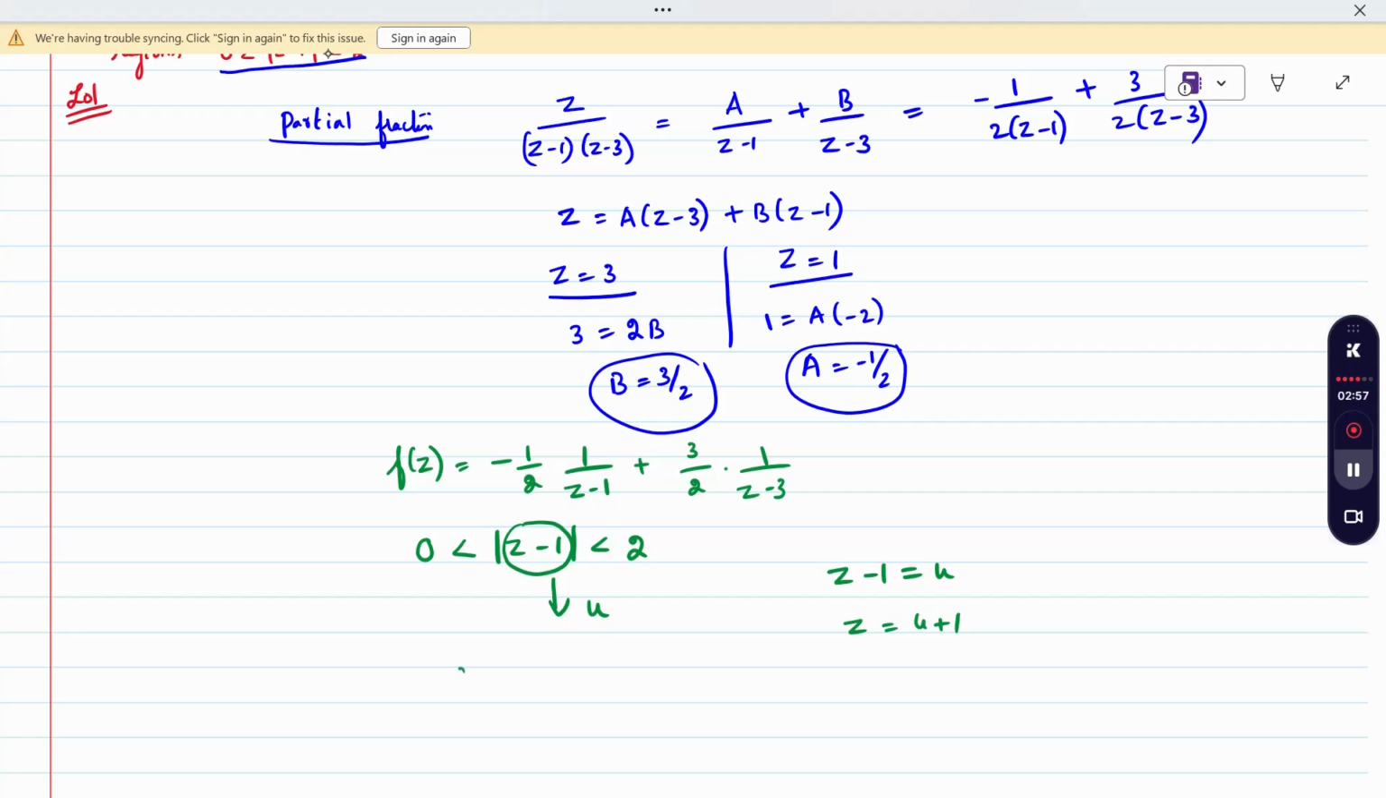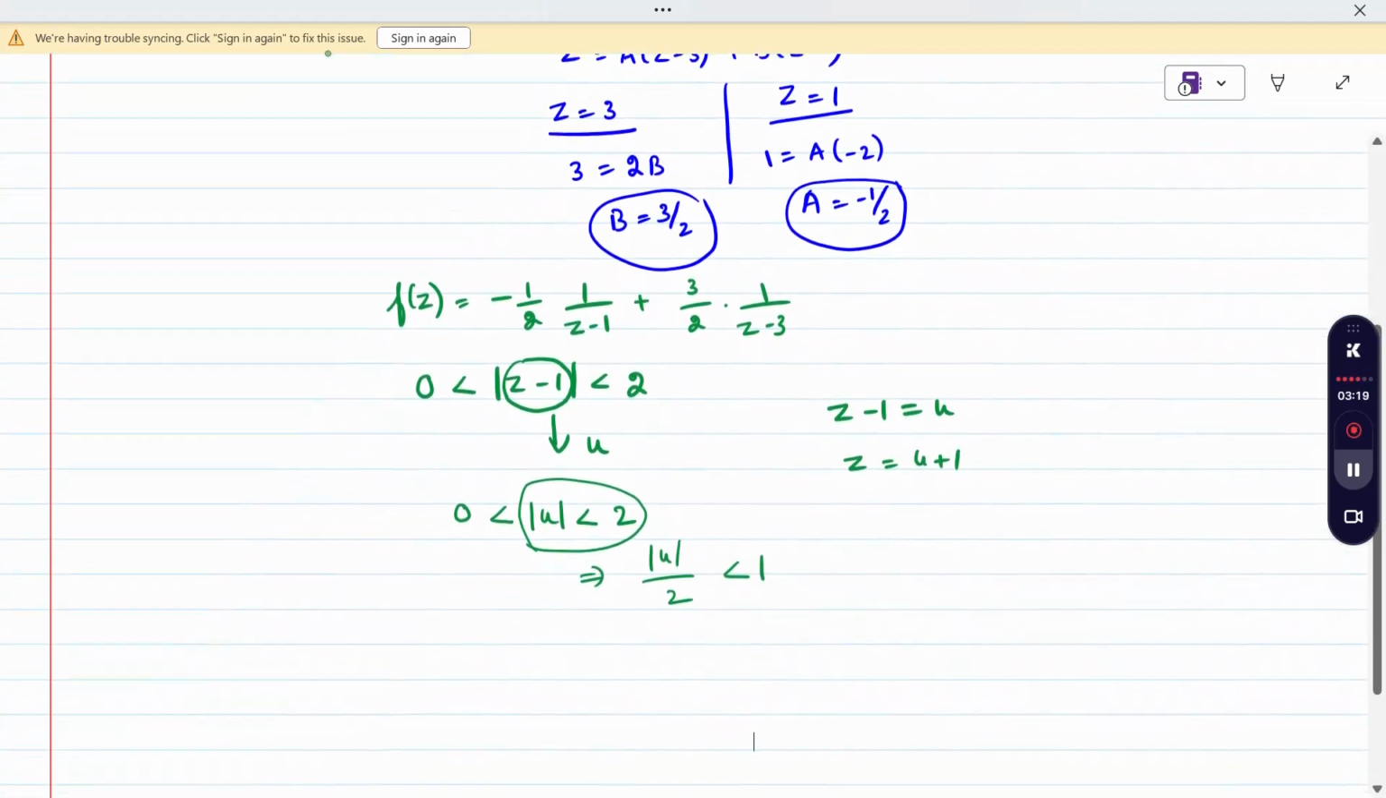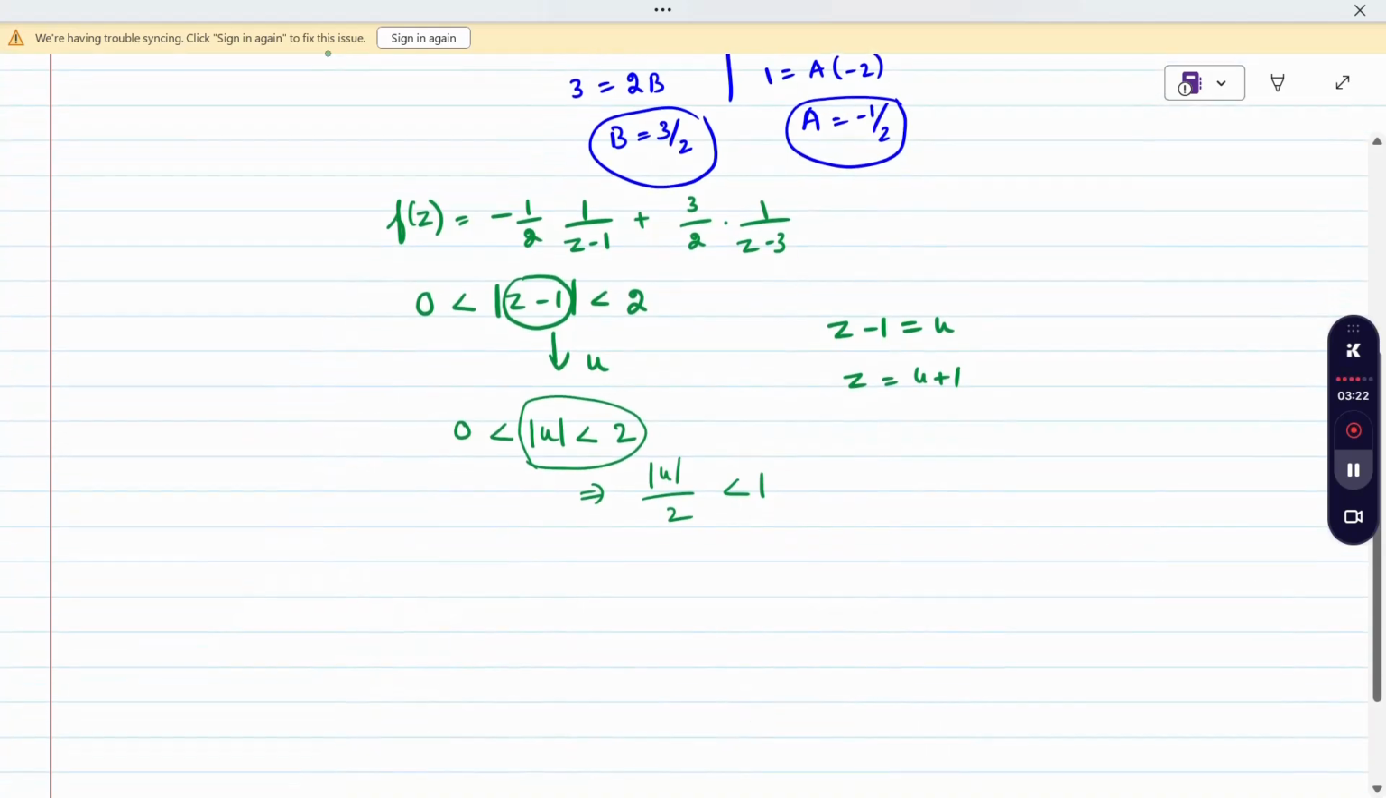So the condition now changes to 0 is less than modulus of u is less than 2. The 0 part is not valid, so taking only the right-hand side, modulus of u divided by 2 is less than 1. Now this f of z I will fully convert with respect to u, so that it is easy for me.